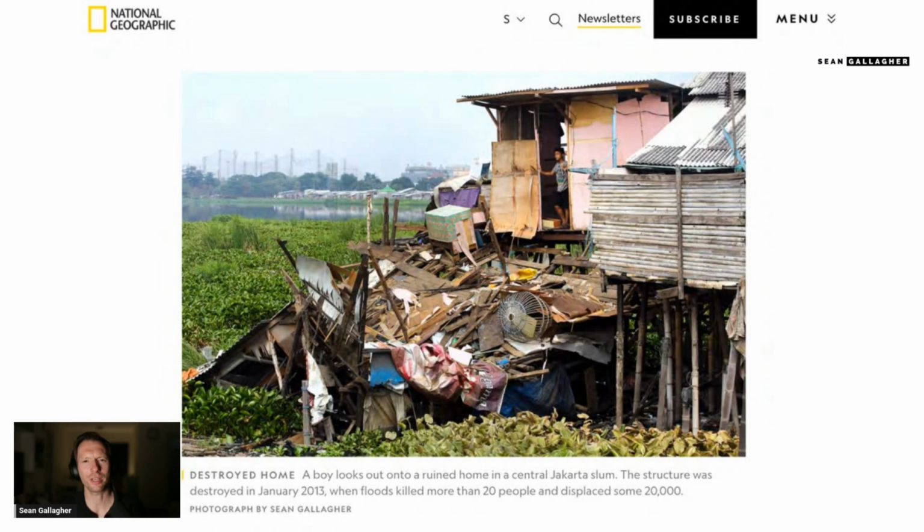But if we look at this image, this is one image that I'm particularly fond of. The situation here is that there was severe flooding in Jakarta as part of its problem with climate change. It suffers from really bad flooding. And so this one house had been destroyed by the flooding. We were walking around this damaged community, and I saw this house that had essentially collapsed.